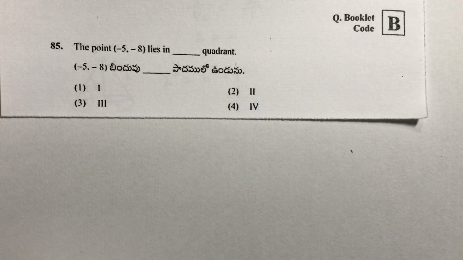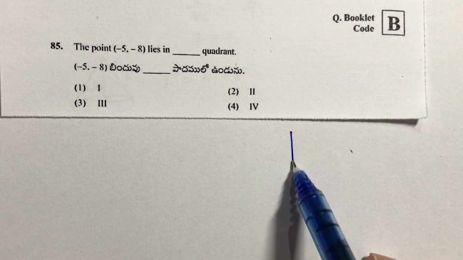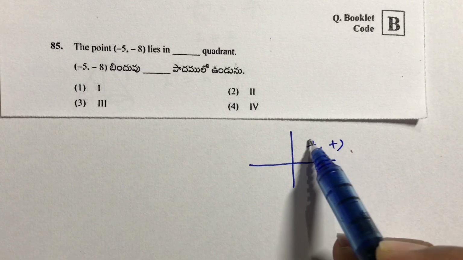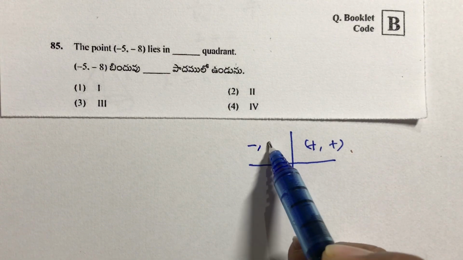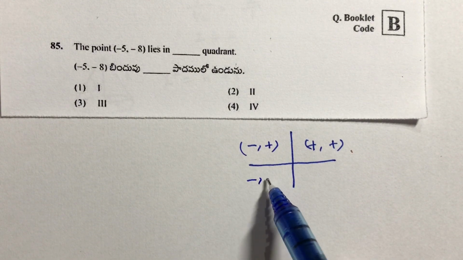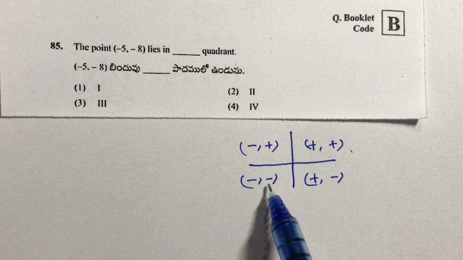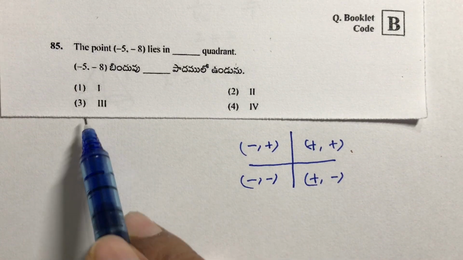Point minus 5, minus 8 lies in which quadrant? See, in the first quadrant, both will be positive. In here, minus, plus. The third quadrant, both will be negative. Positive, negative. So both are negative in third quadrant. So the correct option is 3.